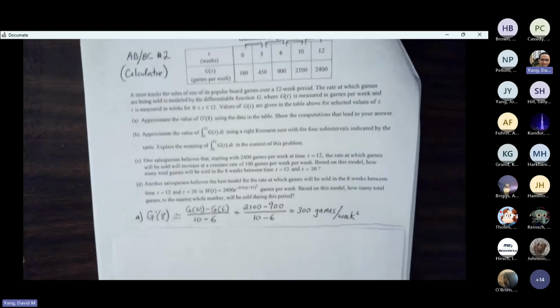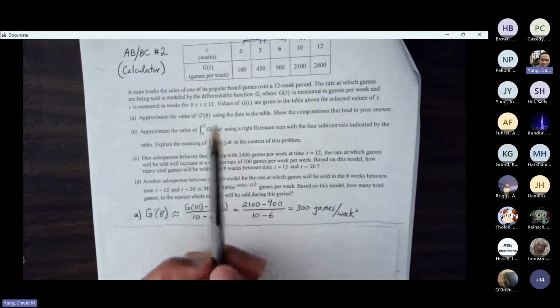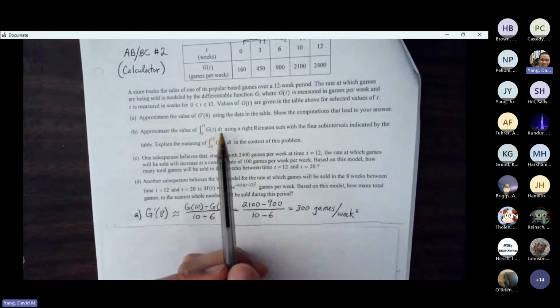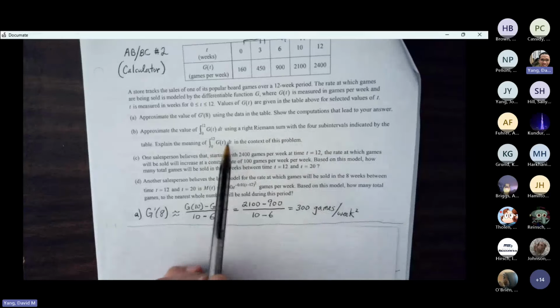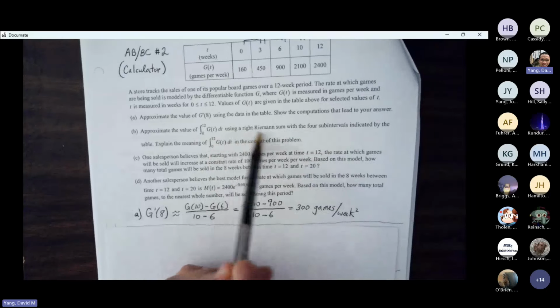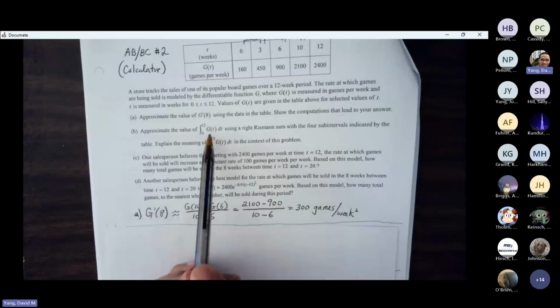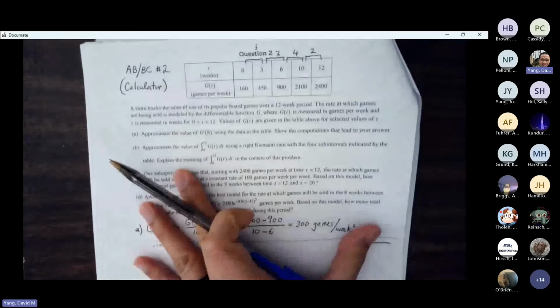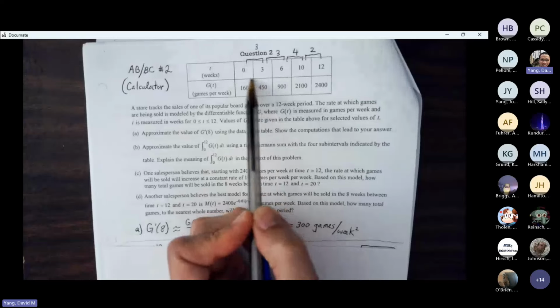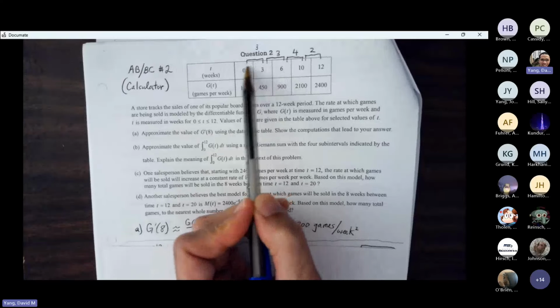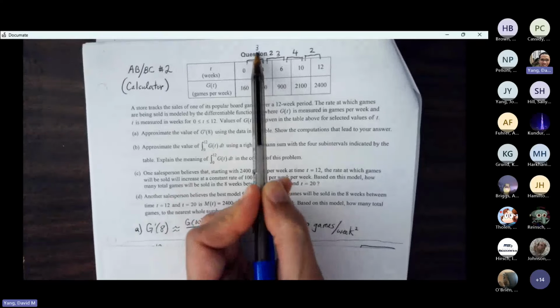Part B, approximate the value of the definite integral from 0 to 12 of G of T using a right Riemann sum with 4 subintervals. Explain the meaning in the context of this problem. So, a right Riemann sum is pretty straightforward, right? We can just do width times height, subtracting each of our weeks to get our width.